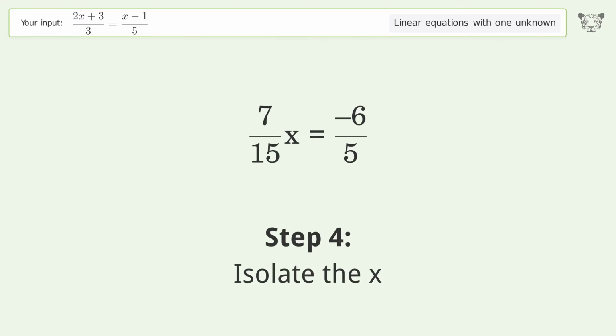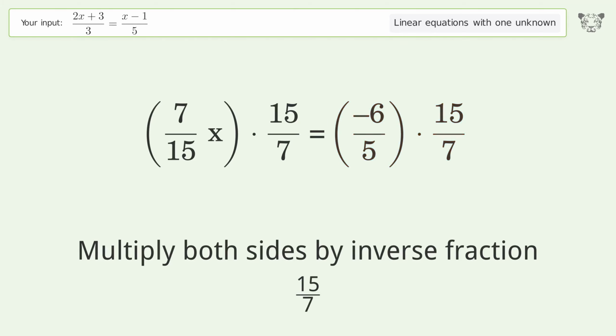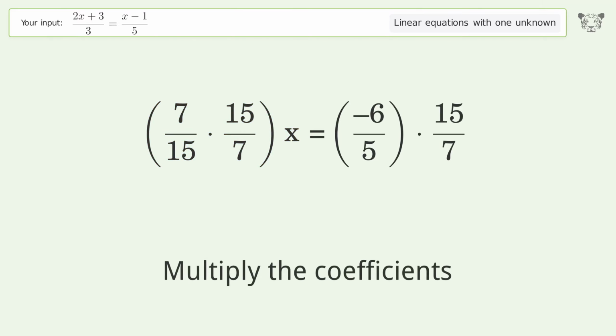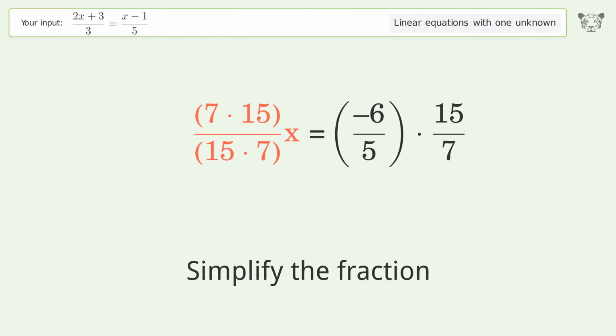Isolate the x. Multiply both sides by inverse fraction 15/7. Group like terms. Multiply the coefficients. Simplify the fraction.